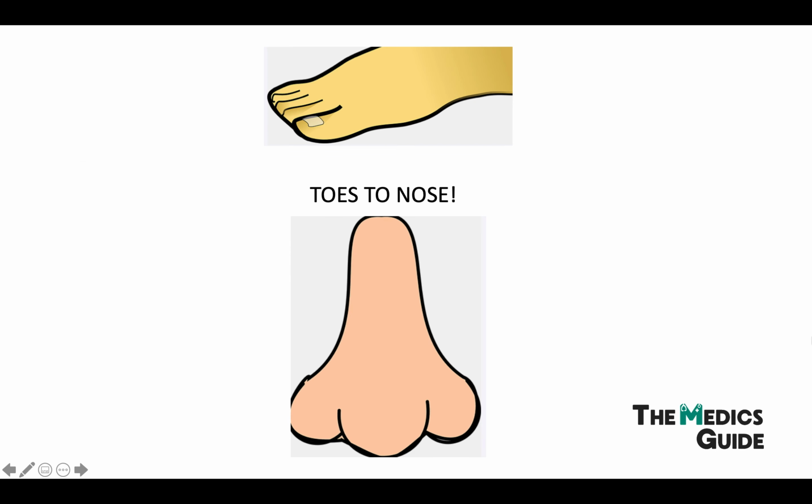Now, a way that I remember how this condition is affected or progresses is through toes to nose. And that just tells me that it's going to start quite distally in the extremities, the feet and the legs, and then move in an ascending pattern upwards. And that just helps me to remember it.